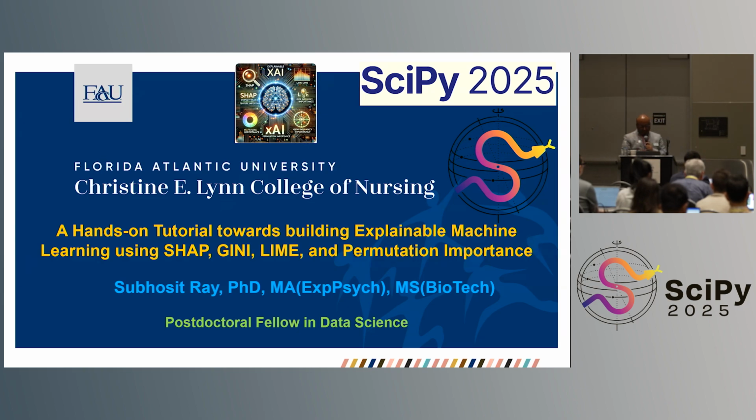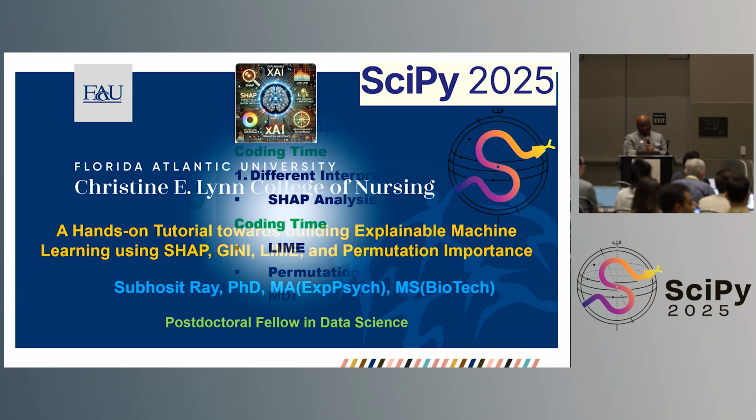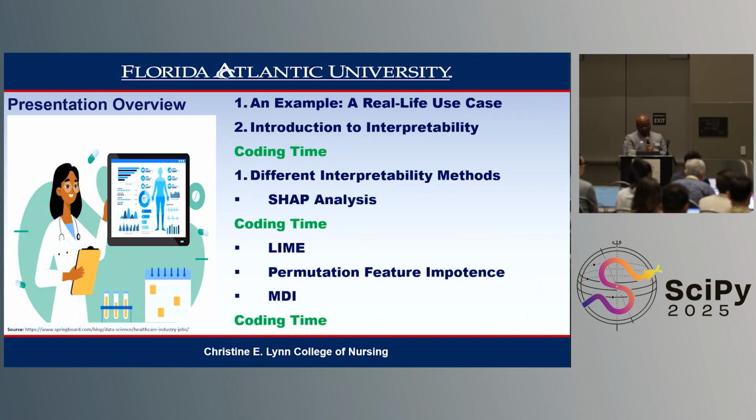Okay, this is a hands-on tutorial towards building explainable machine learning using SHAP, GINI, LIME, and permutation importance. And that's not all, because we have many more after these. So let's go and talk about that.